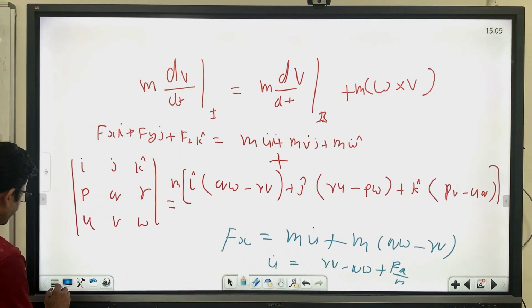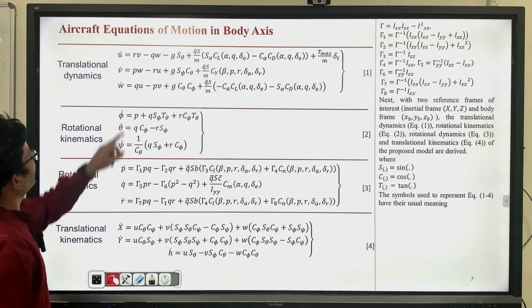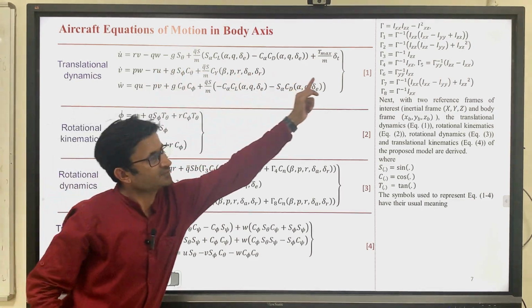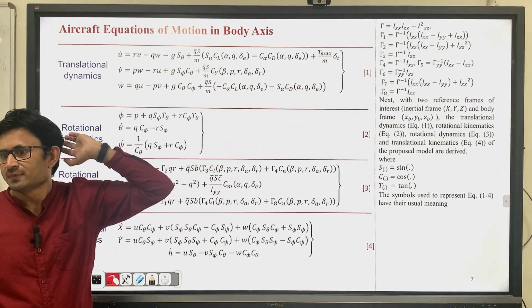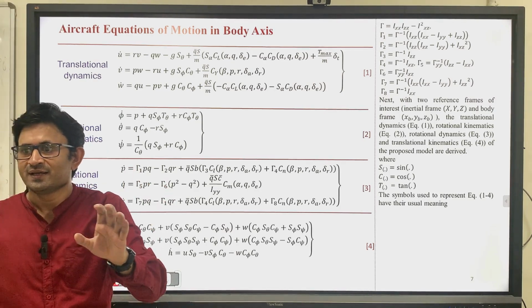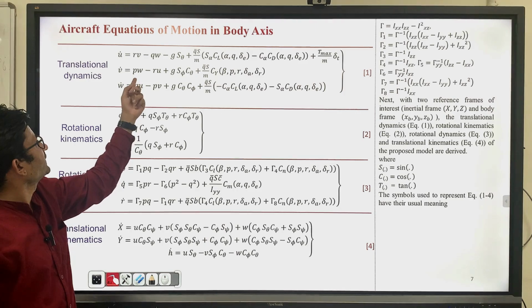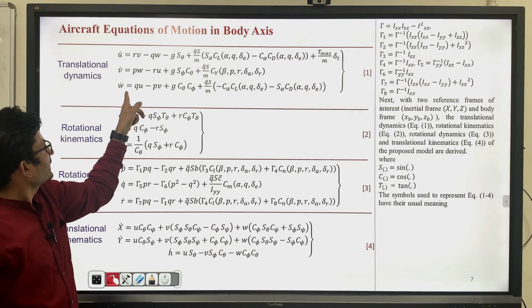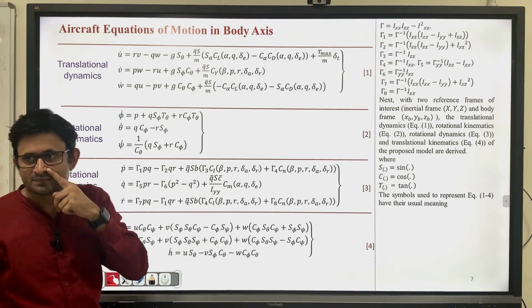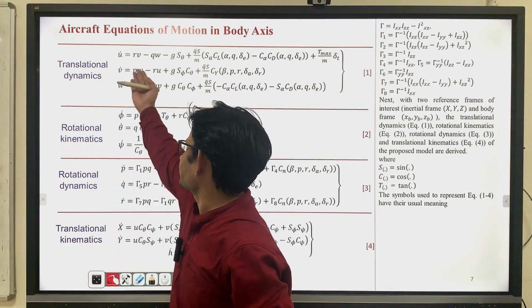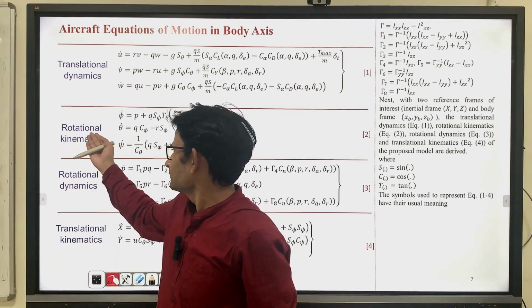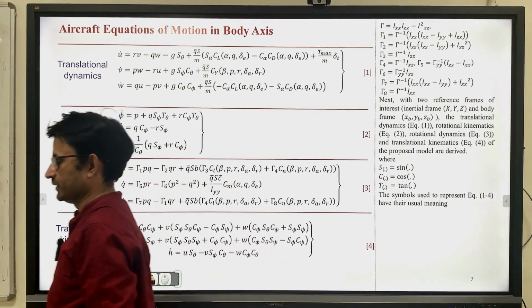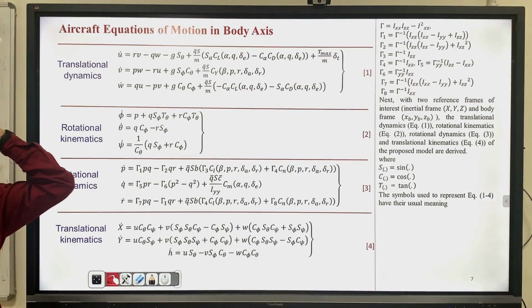So go back to here: r v minus q w, and Fx by m is what? This, right? So that is why this term is coming, r v minus q w. Similarly in v dot you have p w minus r u, and in w dot you have q u minus p v. So this force equation is clear, right? This is also clear, this is also clear. Now we will hit this p dot, q dot and r dot part.